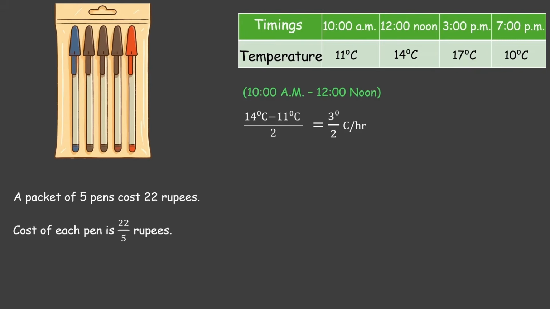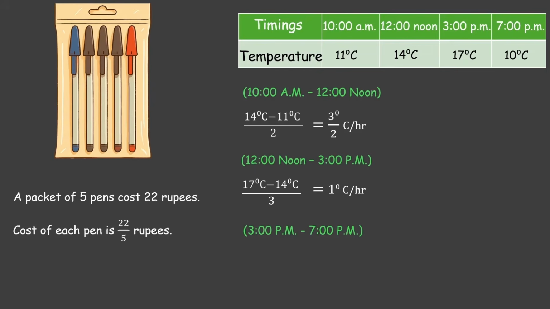Let's look at the change in temperature from 12 to 3 p.m. So that's once again 3 by 3, which is 1 degree Celsius per hour. Lastly, let's look at the change in temperature from 3 p.m. to 7 p.m. That is 10 degrees Celsius minus 17 degrees Celsius divided by 4. 4 hours have passed. That's minus 7 by 4 degrees Celsius per hour.